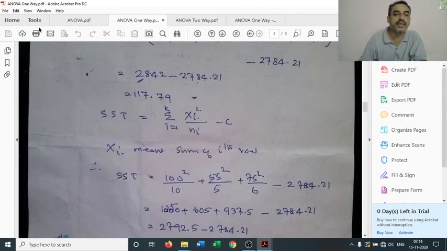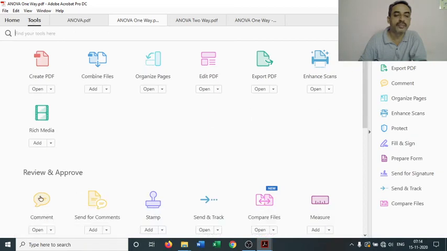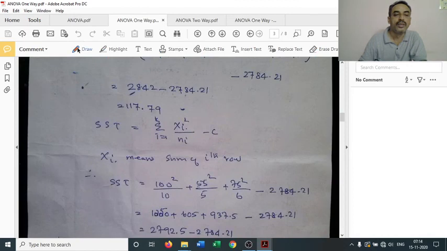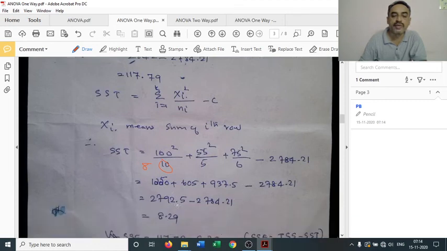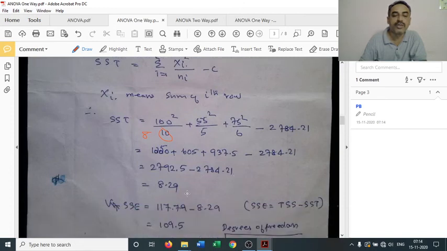It's a correction. I can do the correction using the pencil. So this has to be considered as 8. In the next step, we have made the correction. It is 1250, right? 10,000 by 8 is 1250. The next is 55 square by 5 and 75 square by 6. So it is 2792.5 minus 2784.21, which is 8.29.